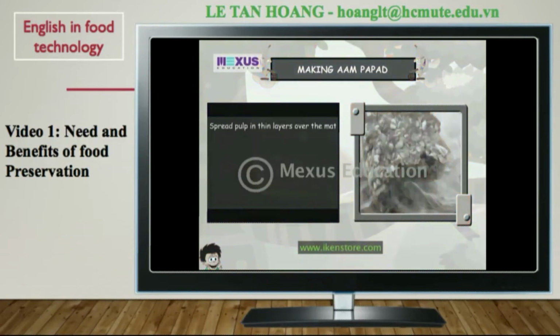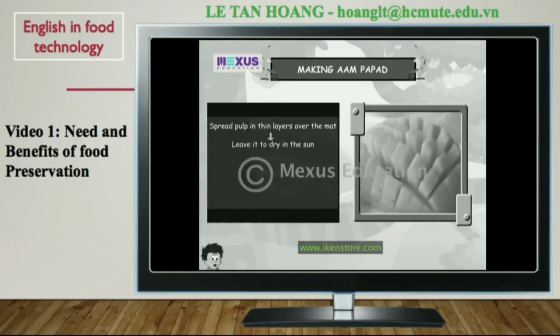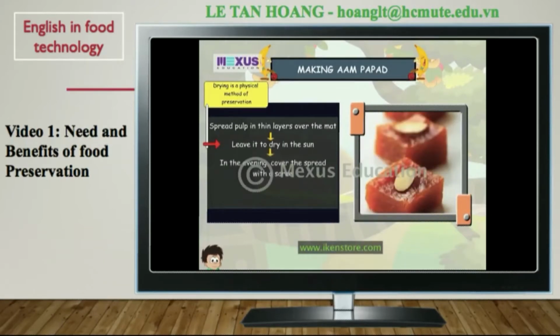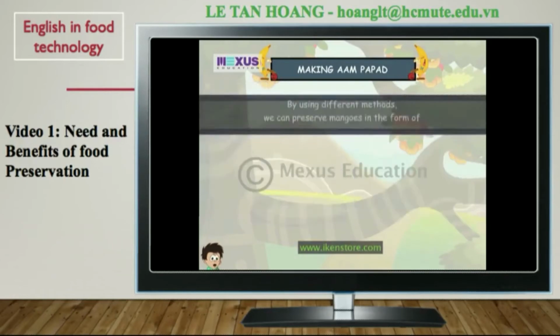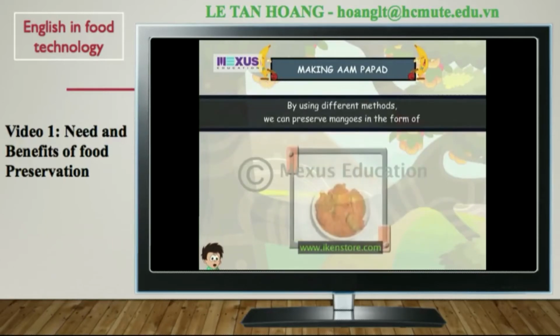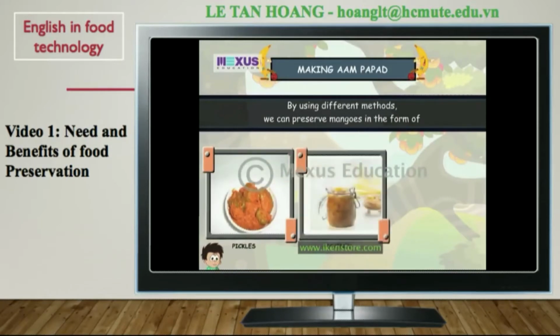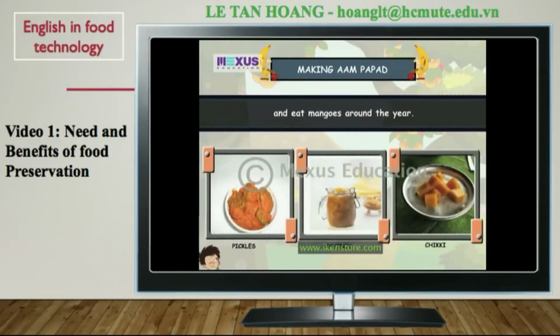Spread the pulp in thin layers over the mat. Leave it to dry in the sun. Drying is a physical method of preservation. In the evening, cover the spread with a sari. This prevents dust and mud from settling on the food. Repeat the process until the jelly grows a few centimeters thick. By using different methods, we can preserve mangoes in the form of pickles, chutney, and more, and eat mangoes around the year.